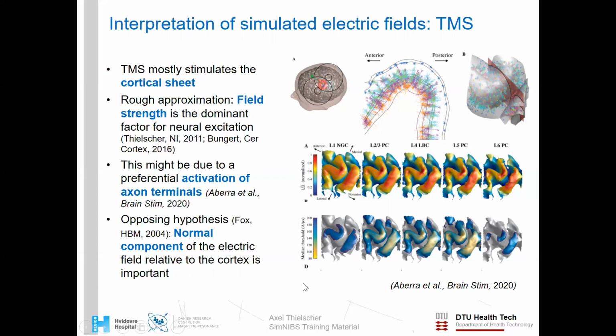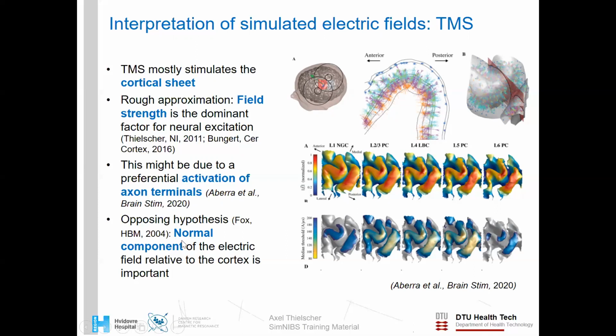This is also visualized here. This would be representing the neural excitation strength here for these neurons, for the pyramidal cells, which just by visual comparison corresponds nicely with the electric field strength at these positions. So to a first approximation, we think that we can report the electric field strength distribution to get a rough idea of where we stimulate in the cortex. I'd like to highlight here that there are also other hypotheses.